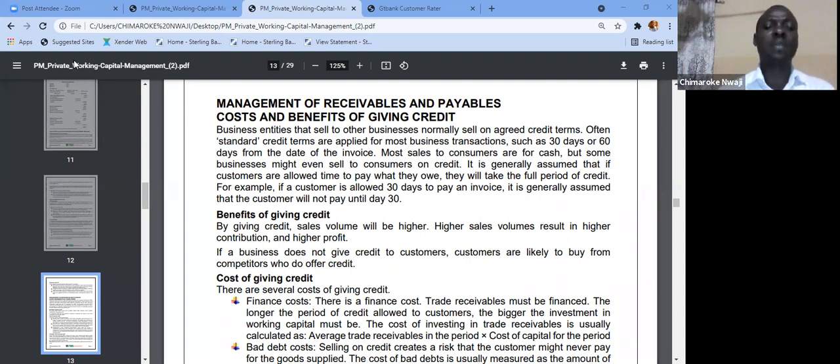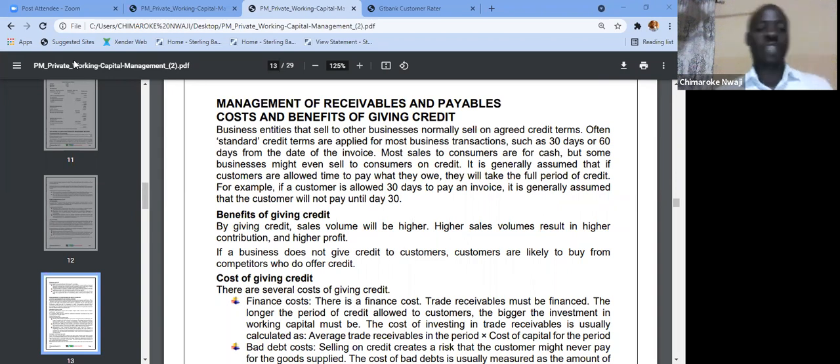Now, what are the benefits of giving out your goods on credit? One, your sales volume will be high, and higher sales volume will result in higher contribution and higher profit. So you see, if you are giving out your goods on credit, more people will buy from you. If you do not give out goods on credit, more good customers are likely to go and buy from your competitors who will give them credit.